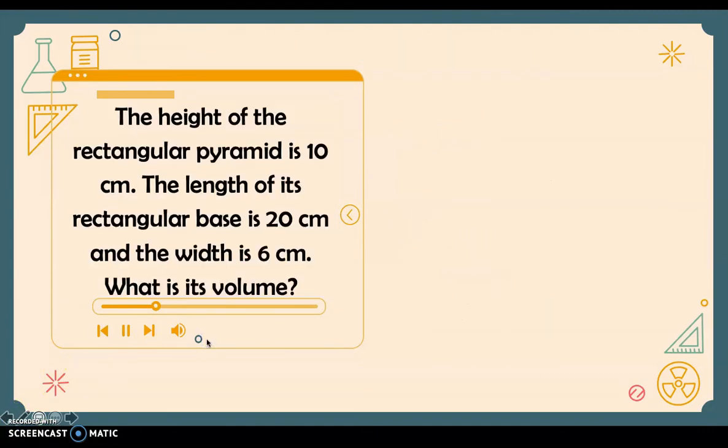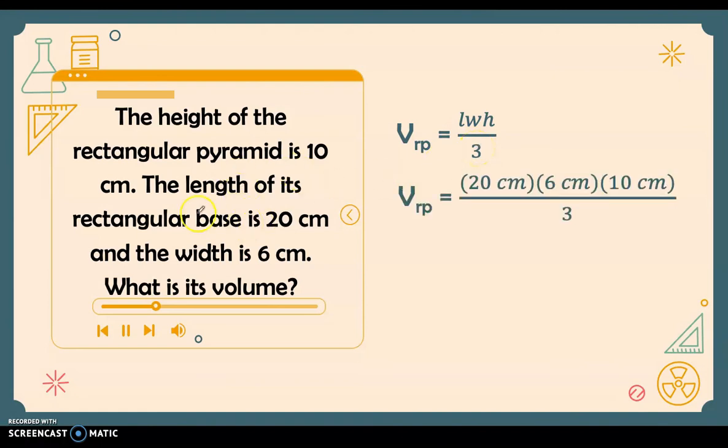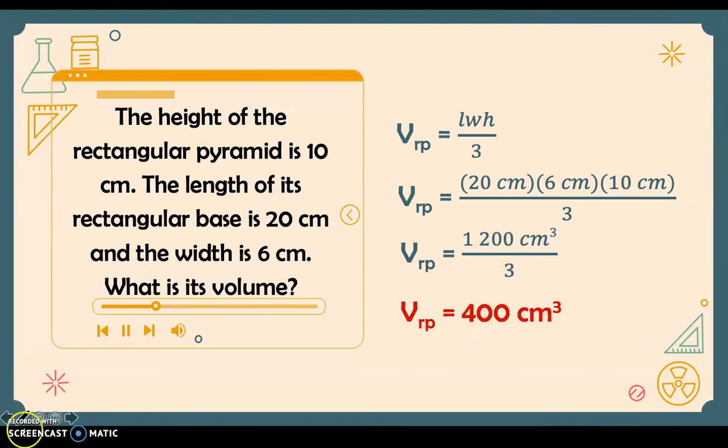Next, we have a word problem. The height of the rectangular pyramid is 10 centimeters. The length of its rectangular base is 20 centimeters and the width is 6 centimeters. What is its volume? So in the problem, this is a rectangular pyramid. We use the formula length times width times height divided by 3 for a rectangular pyramid. We substitute the given. For the length, it's 20 centimeters, the width is 6 centimeters, and the height is 10 centimeters. Then we multiply these 3, length, width, and height. We have 1,200, then we divide by 3, we have 400 cubic centimeters.